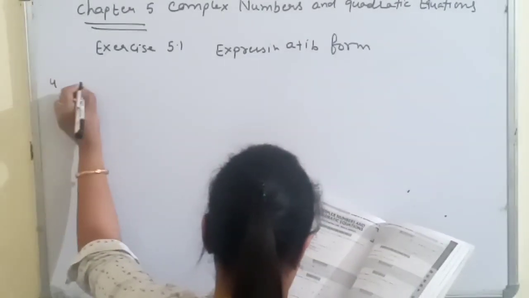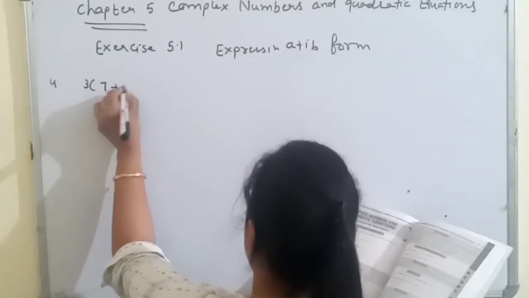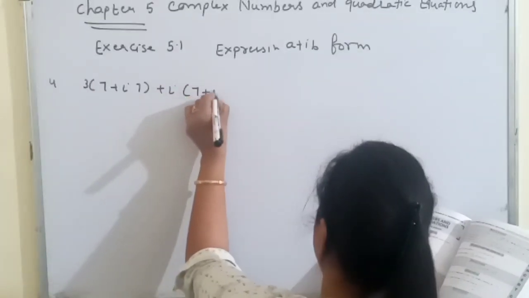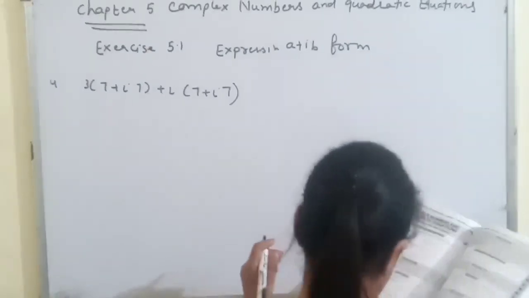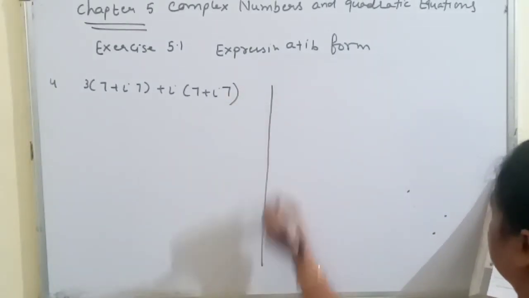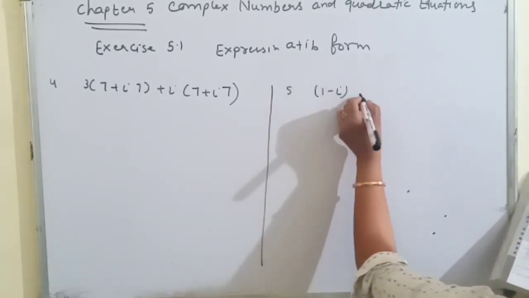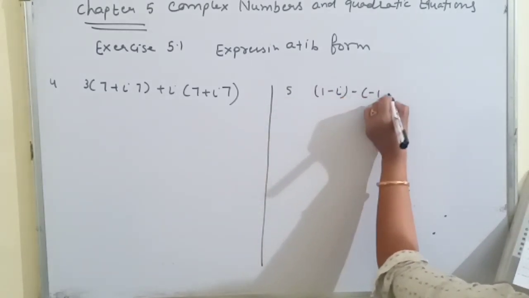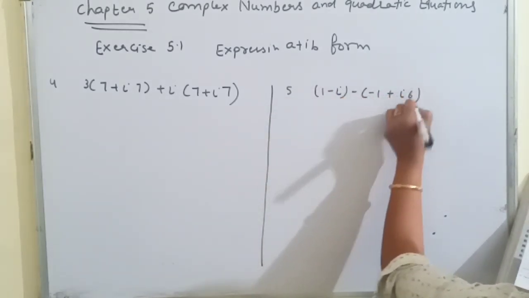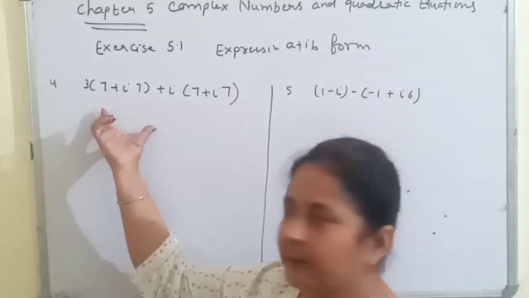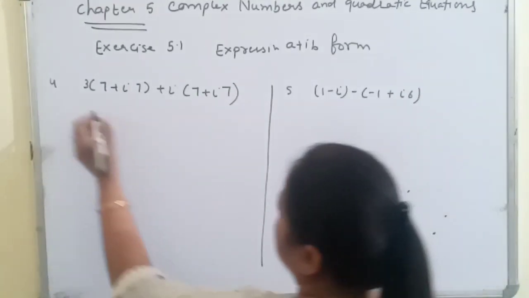Fourth is 3 times (7 plus iota) minus (7 plus iota)... (1 minus iota) minus (minus 1 plus iota 6). So let's see how we can solve it. Firstly, we have to solve the bracket. So multiply the bracket by the 3.